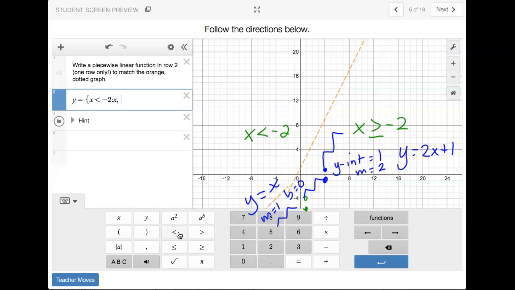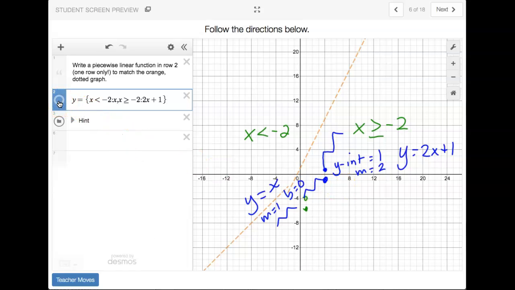Then we separate the two different parts of our function with a comma. Our second domain was x being greater than or equal to negative 2, separating it from the expression with a colon, and that expression was 2x plus 1. And then we're going to close it off with another brace. All right, so you can see, again, we can turn this on and off. You can see that my blue line is going to completely cover the orange dotted line that we had.